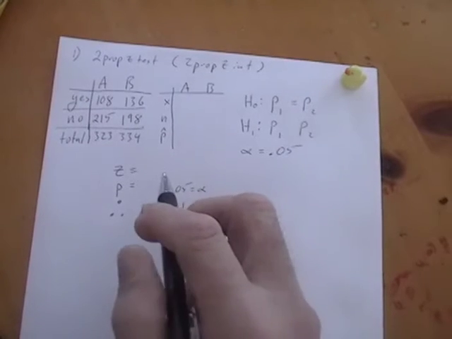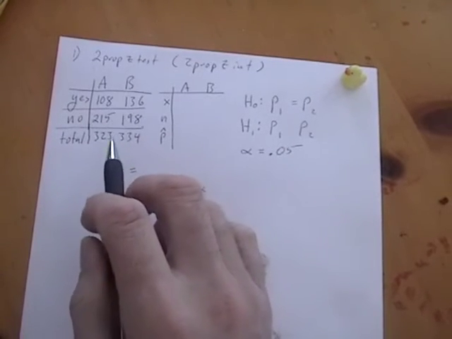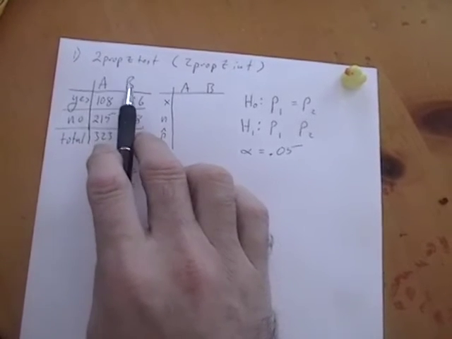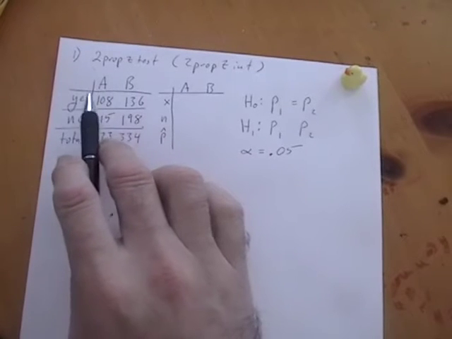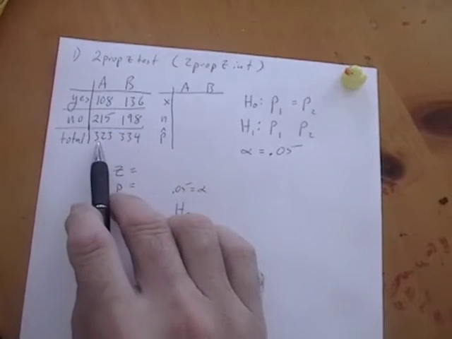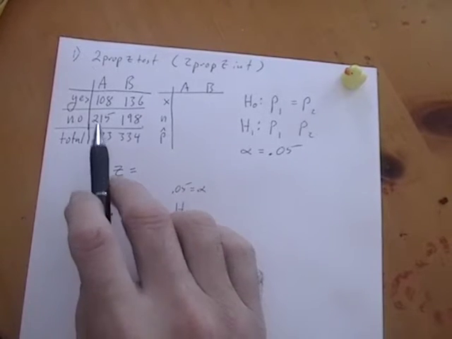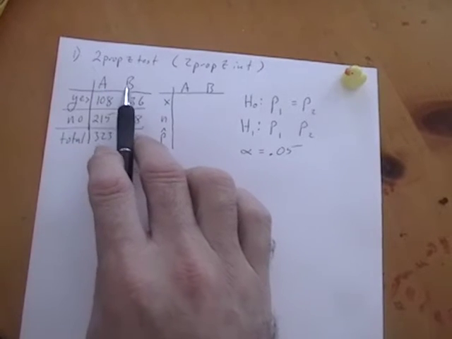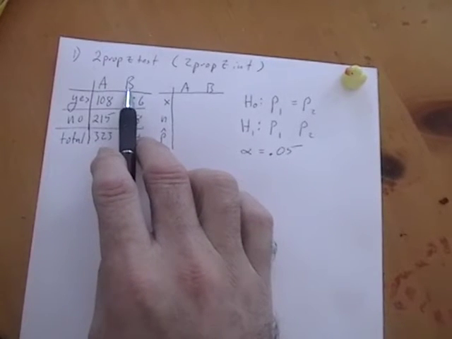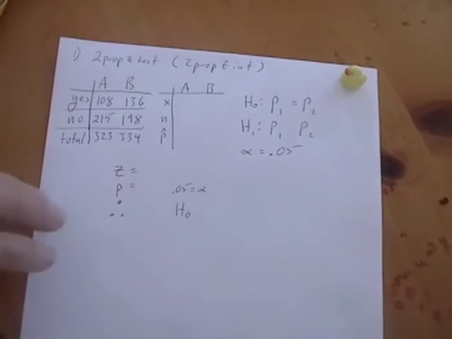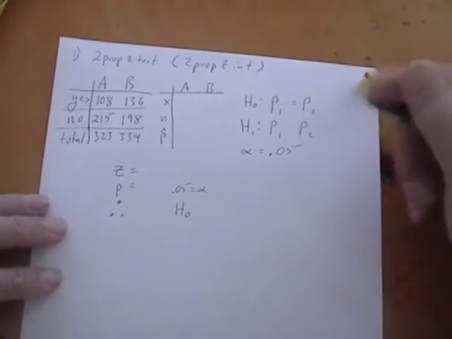Problem number 1. I have two different samples, Group A and Group B. I have yeses and nos, and I've given the totals. Now what I'm trying to do is see if Group A could possibly be the same as Group B, or whether perhaps they're different. As a matter of fact, let's go even further.